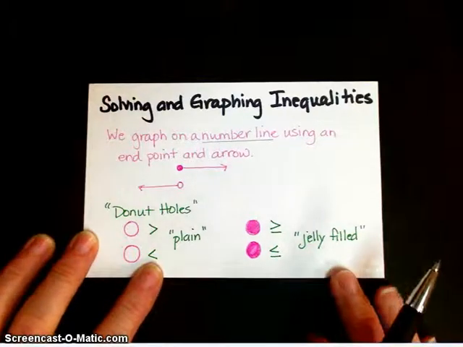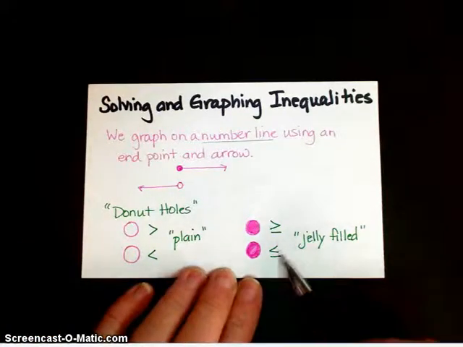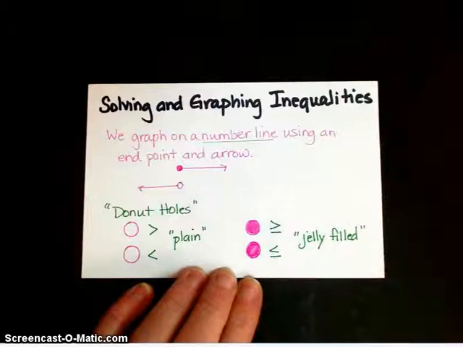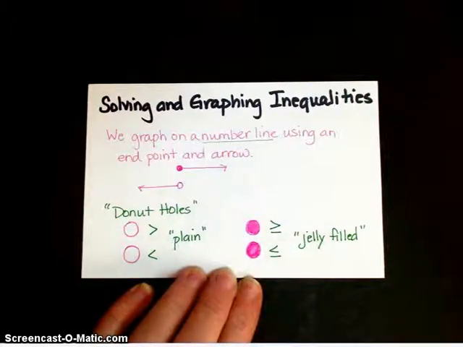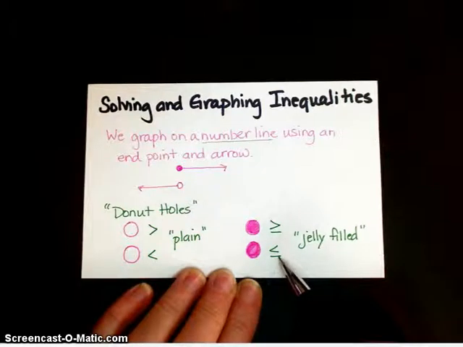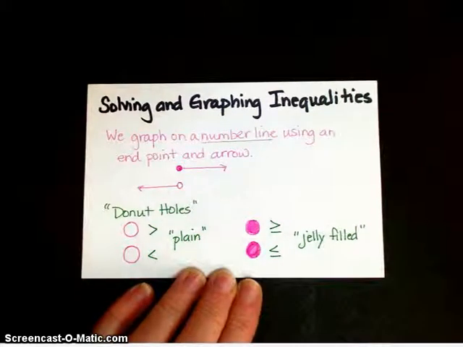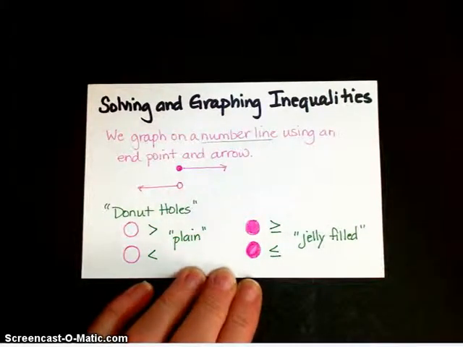They say, okay, we have an equal component here. We're coloring this in because if we draw a number line, whatever number we put that endpoint on, we're saying that actually is part of the solution set. So you use a jelly-filled donut only when there is the equal component to the problem.